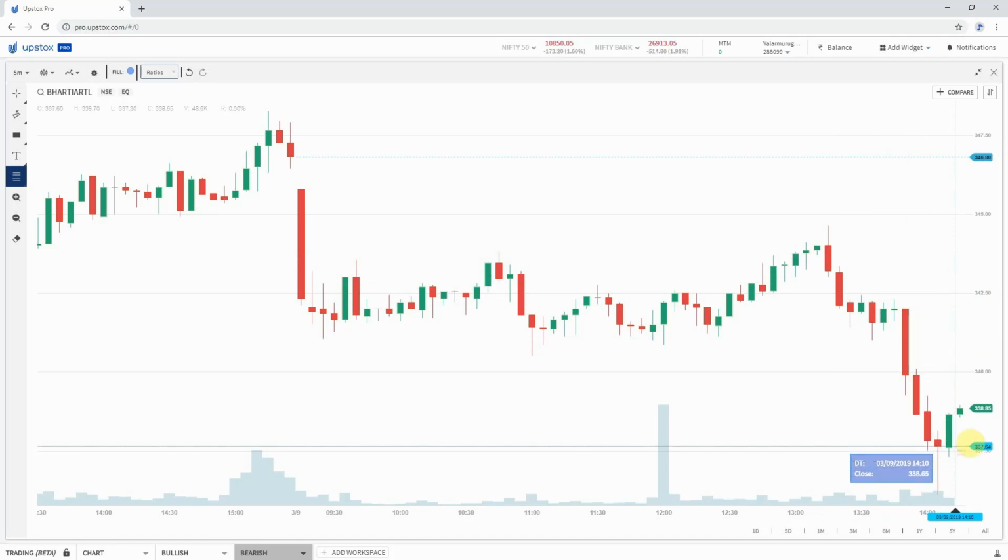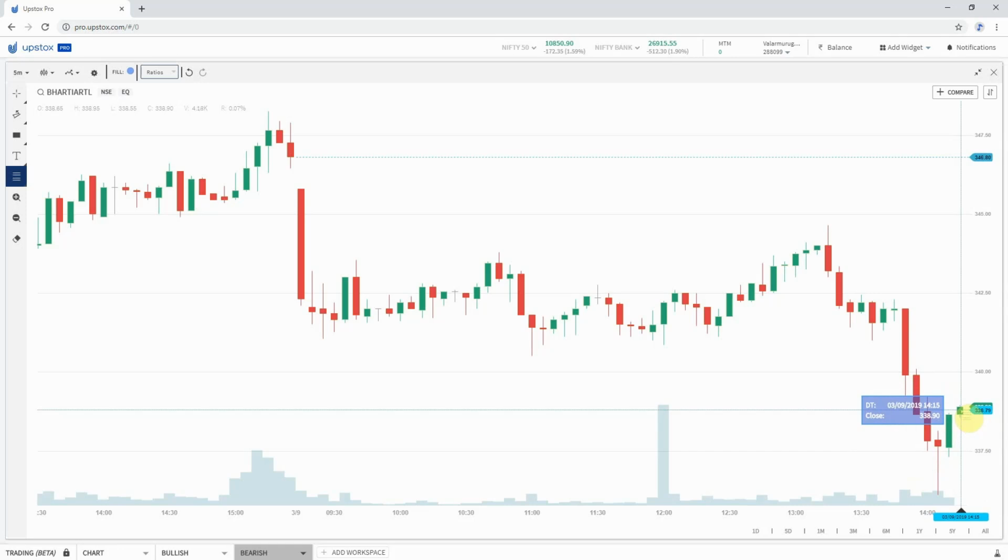Now, how can I short it? Can I short it right away? No, I don't short it now. Rather, I wait for the stock to consolidate and break the bottom, then I can create a short.